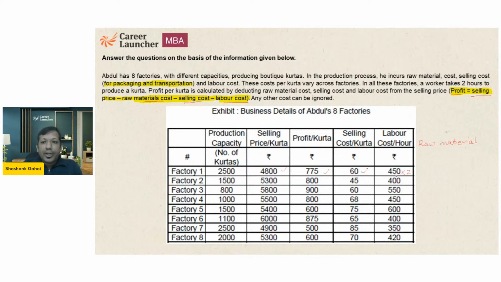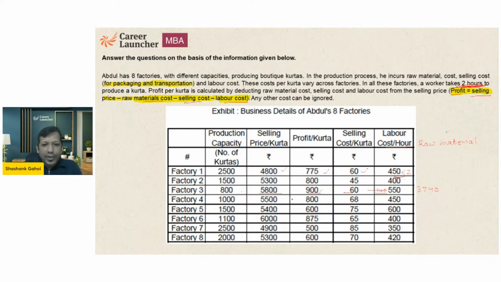And why am I multiplying by 2? Because it is given the labor cost per hour, and to make every kurta a worker is taking 2 hours, and that's what it is telling us. So I'm going to calculate for factory 3, that is 5800 minus 900 minus 60 minus 1100. So 1100 plus 900 is 2000, and 5800 minus 2000 is 3800. So here raw material cost becomes 3740. That is 5800 minus 2000 minus 60, and that comes out to be 3740.